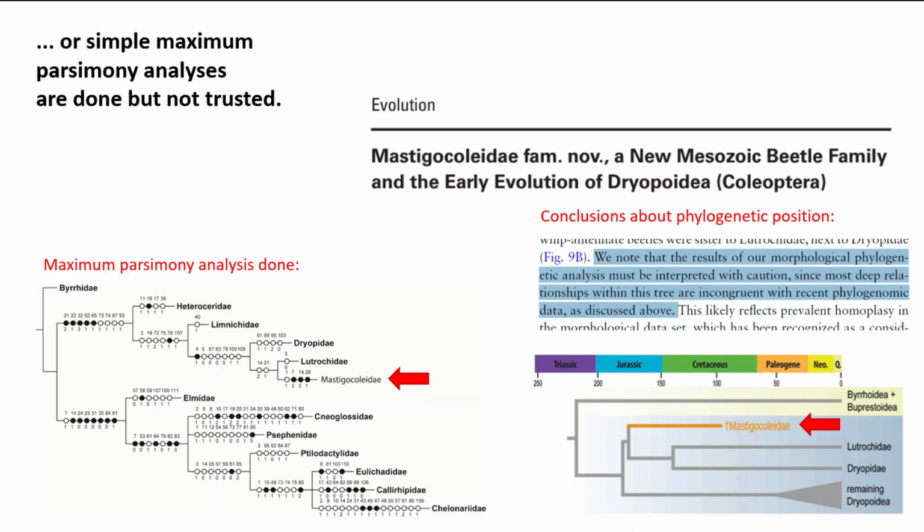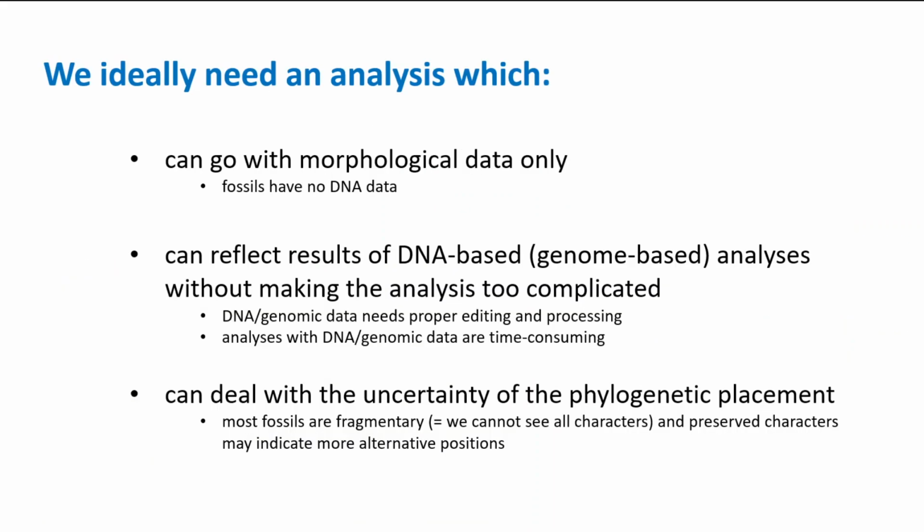So if you check the paper, you can read that "we know that the results of our morphological phylogenetic analysis must be interpreted with caution, since most deep relationships within the tree are incongruent with recent phylogenomic data." So basically, it means that the relationship between the clades they got is incongruent with what genomics showed, and that's why they don't really trust that the new family sits where their maximum parsimony analysis has shown, and as a result, they make another tree. So in the paper directly, you find the colorful tree, and as you can see, this is again just a handmade tree where the new family is sitting in a totally different position than resolved by the real analysis. So this is the way you can still publish in very good journals, but it's naturally not optimal from the scientific point of view.